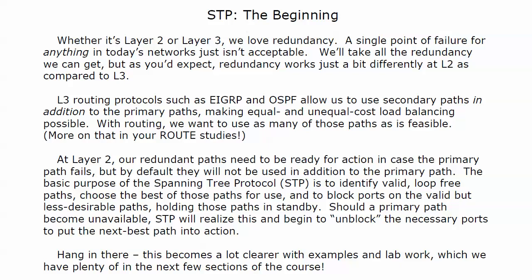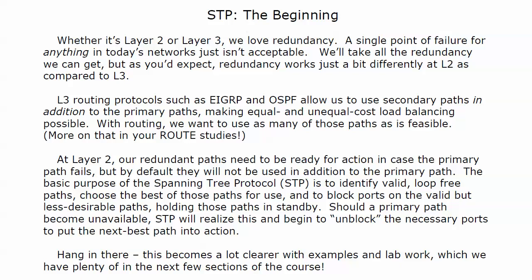but as you'd expect, and as you likely remember from your CCNA studies, redundancy works just a little bit differently at layer 2 as compared to layer 3. And just a quick reminder here, layer 3 routing protocols, EIGRP, OSPF, allow us to use secondary paths in addition to the primary paths, which make equal and unequal cost load balancing possible. Now, some of that behavior is default behavior, and some of it has to be configured, but it is there because with routing, we want to use as many of those paths as is feasible. Of course, that word rings a bell from EIGRP with your successor and your feasible successors.